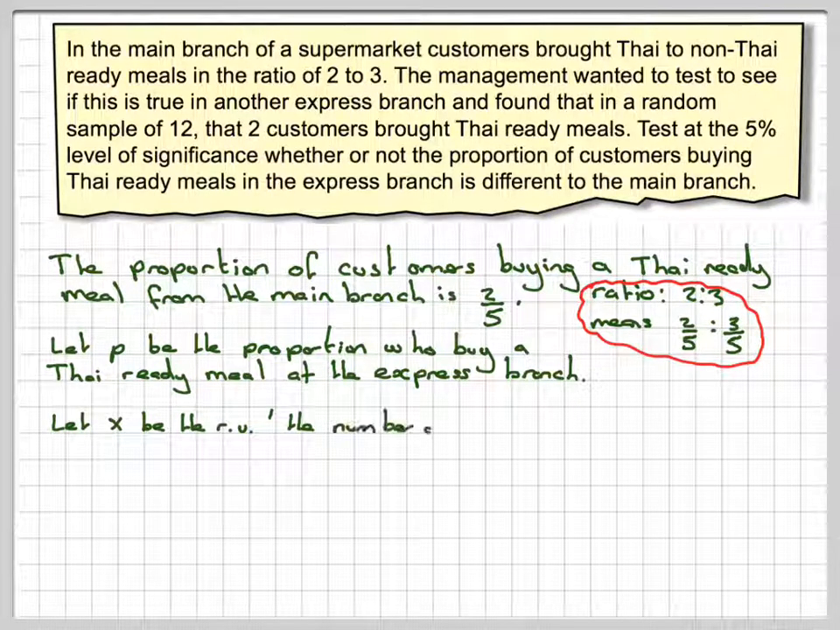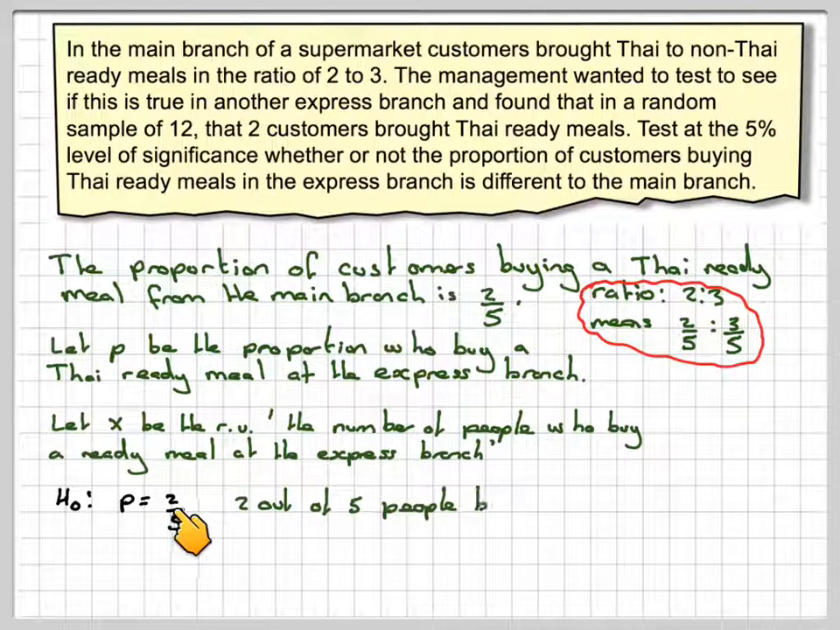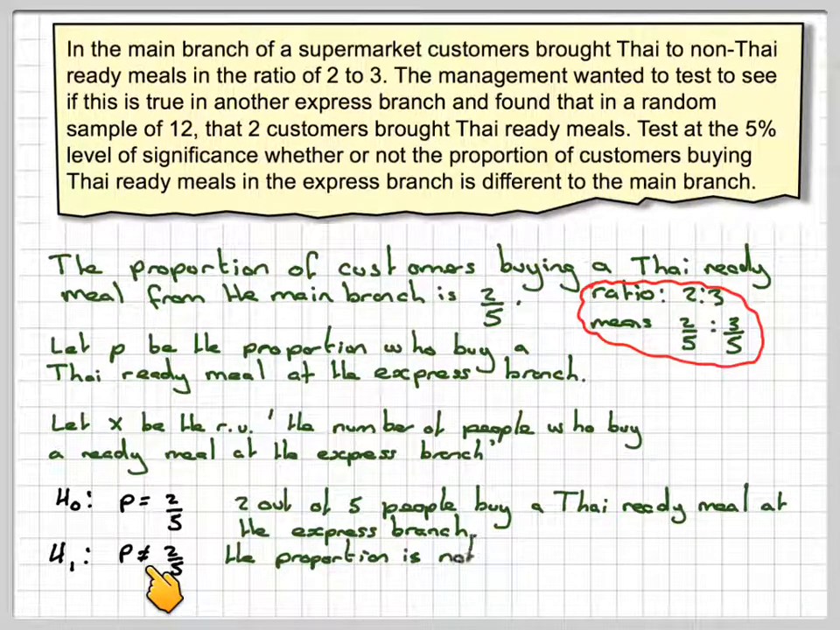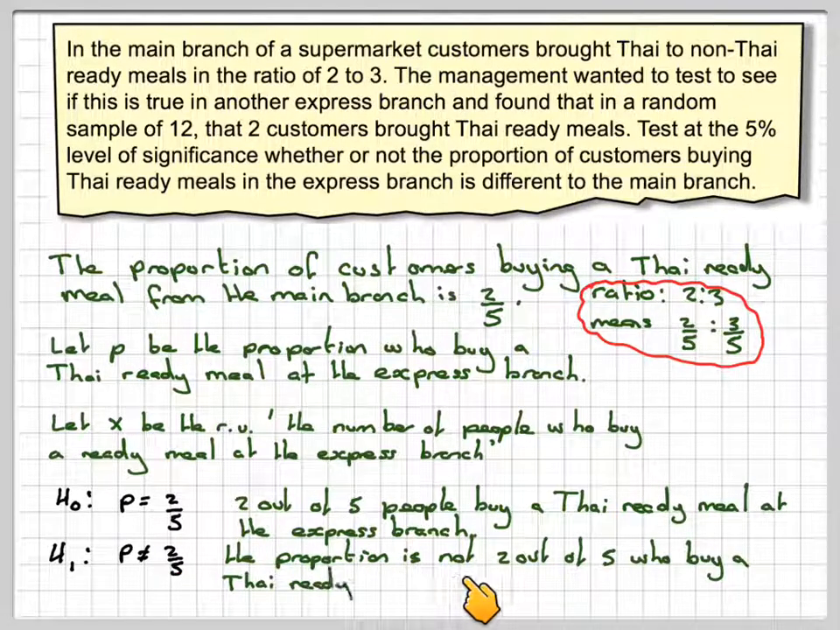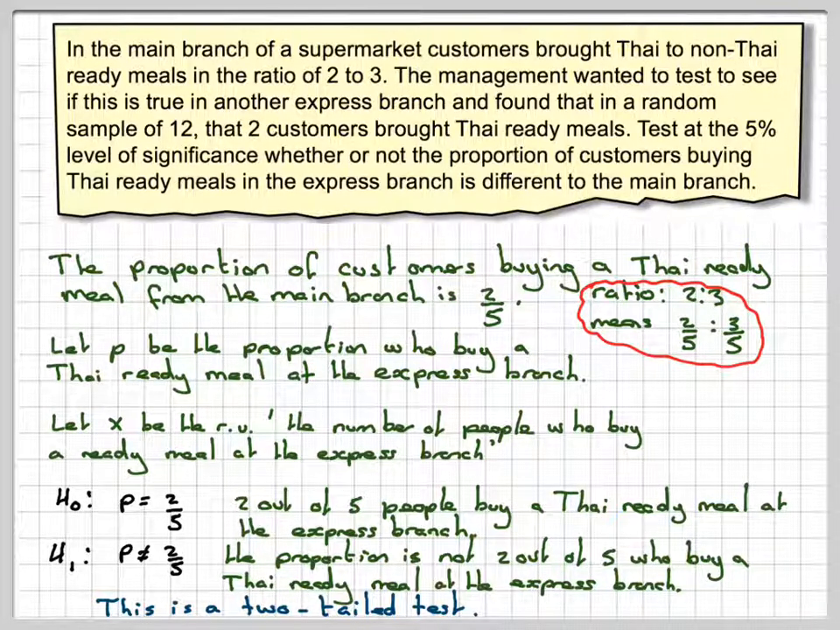Let P be the proportion who buy a Thai ready meal from the express branch. Let X be the random variable, the number of people who buy a ready meal at the express branch. Then H0: P is equal to 2/5, because 2 out of 5 people buy a Thai ready meal at the express branch. And the alternative hypothesis, because we want it different, is P is not equal to 2/5. The proportion is not 2 out of 5 who buy a Thai ready meal from the express branch. And because it's not equal to, different, this is a two-tailed test, as opposed to looking for definite improvement or not improving, which would be a one-tailed test.